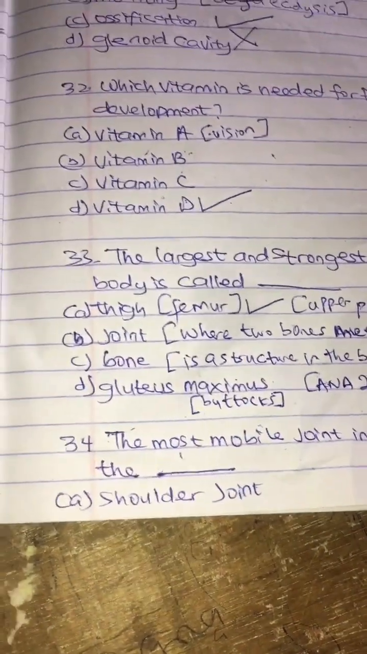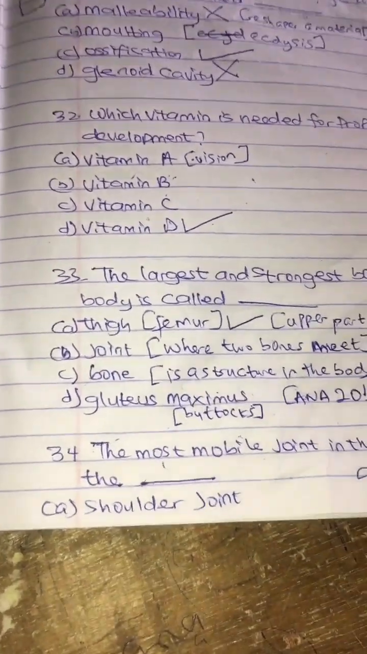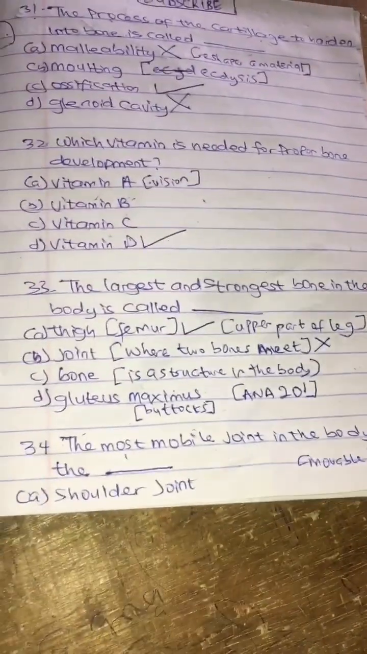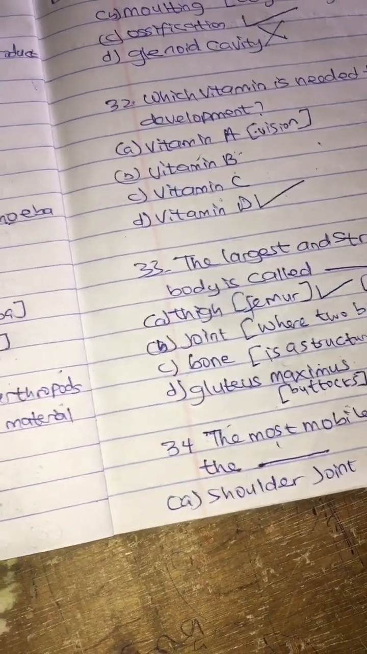Why is the shoulder joint the most movable joint? Just try it. Try to sway your shoulder joint around. You see that it's the most movable joint in the body.